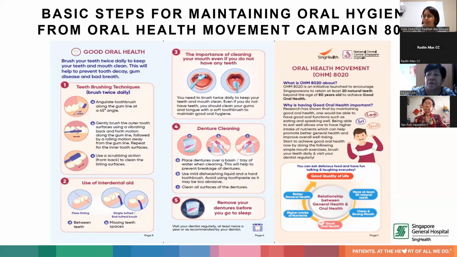For use of interdental aid, you can use a floss string in between the teeth, or you can also use this, which can be one of them. If you can see, you can use it in between your teeth area. For example, in this way, just like when you use a floss string also. For missing teeth or spaces, you can use the single tufted or end tufted brush. I do not have it with me right now, but you can actually find it in the market or anywhere.